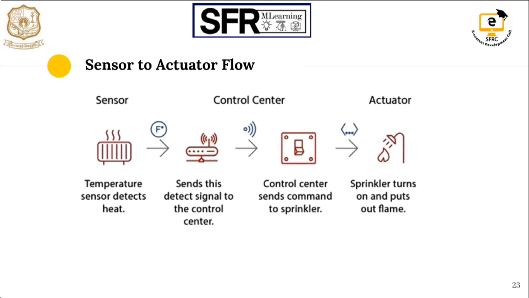Finally, we come to the real flow of IoT. This is a very simple example. The temperature sensor is used to detect the heat, and if the heat exceeds a limit, then a signal will be sent to the control center, and the control center sends a command to the sprinkler that it can start sprinkling and put out the flame. So the sensor gives the input collected from the field and transfers it to the control center, and the actuator takes care of the action to be done.